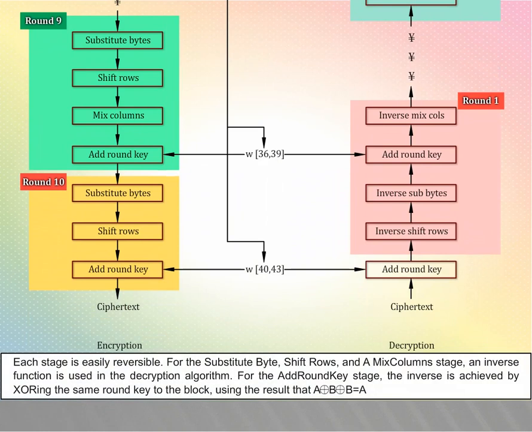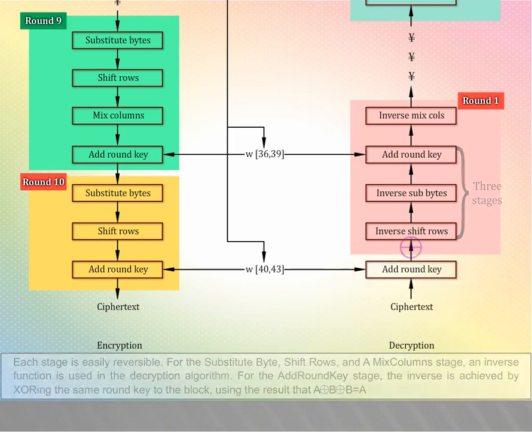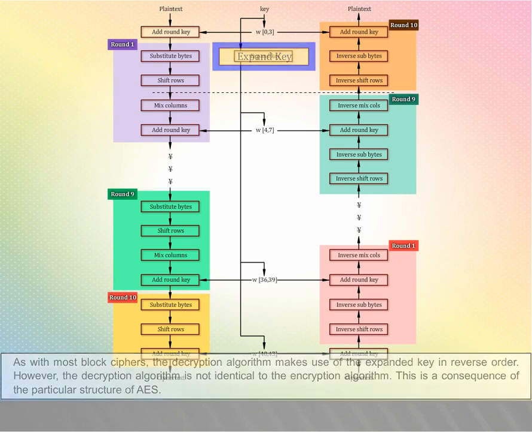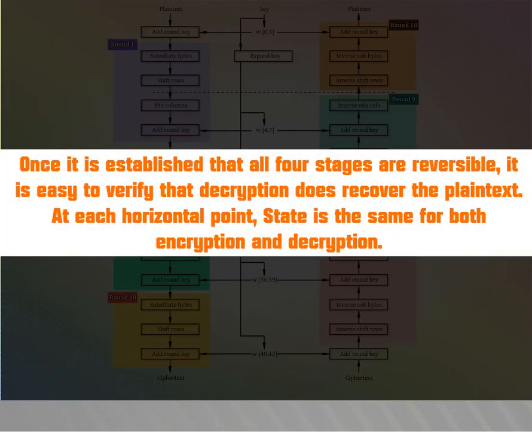Each stage is easily reversible. For the substitute bytes, shift rows, and mix columns stages, an inverse function is used in the decryption algorithm. For the add round key stage, the inverse is achieved by XORing the same round key to the block, using the result that A XOR B XOR B is equal to A. As with most block ciphers, the decryption algorithm makes use of the expanded key in reverse order. However, the decryption algorithm is not identical to the encryption algorithm. This is a consequence of the particular structure of AES. Once it is established that all 4 stages are reversible, it is easy to verify that decryption does recover the plaintext. At each horizontal point, state is the same for both encryption and decryption.